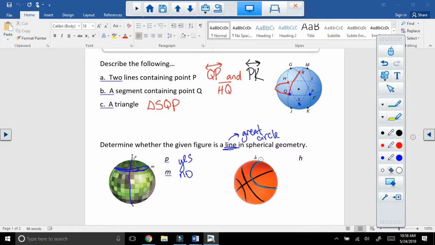Okay, or what about for this basketball? Would this be considered a line on that sphere? No. How many lines would be on that basketball? 2. You'd have this one here or that one there that are at least drawn in. You could have an infinite number if you just drew them in yourself. Beat you to the punch.